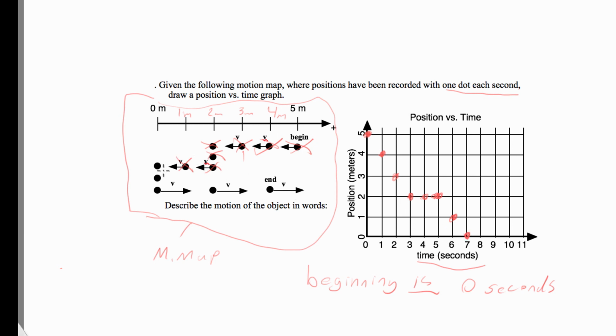0, 1, 2, 3, 4, 5, 6, 7. At second 8, it's at 0 meters. At second 9, still 0 meters. At second 10, well, it's way up at 2 meters. So at second 10, put it out here at 2 meters. And at second 11, which is our last endpoint, it's at 4 meters.